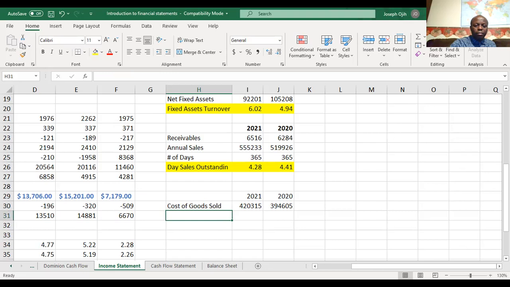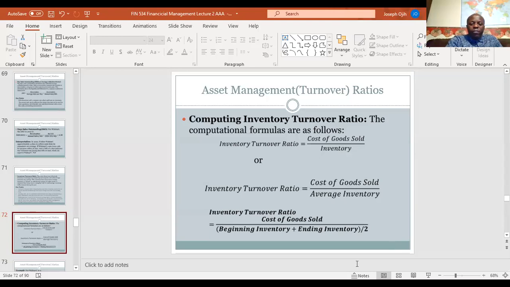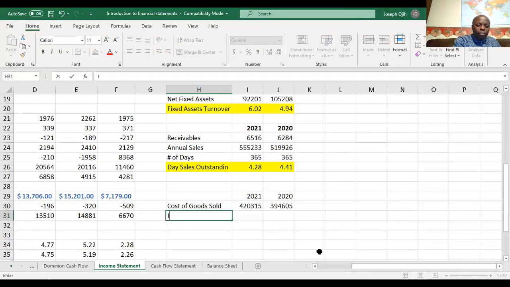I'll show you something about the inventory, of course. Now, the inventory for Walmart, we can get from the balance sheet. Cost of goods sold divided by the inventory. The inventory. Then inventory turnover ratio.